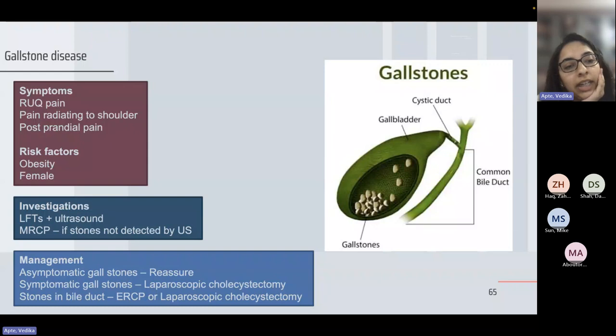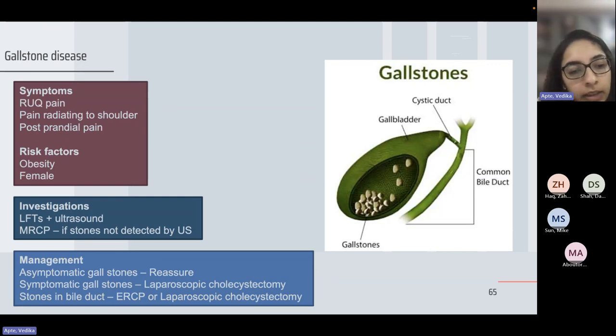Investigations that you do, liver function tests and ultrasound scans to see where the stones actually are. And if you can't detect the stones by ultrasound, you do an MRCP. In case you guys aren't aware what an MRCP is, it's kind of a procedure where you have a camera that's put down your throat and then you can get some x-ray images taken of the whole biliary tree as well.